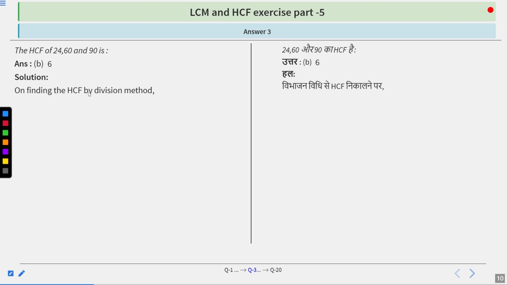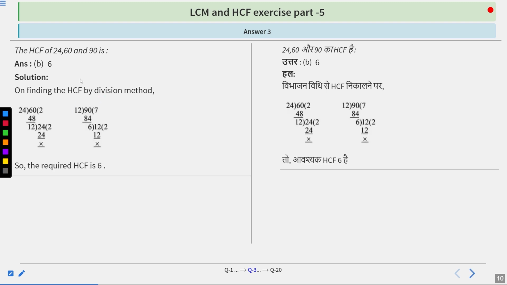Now, we can use the division method to find the HCF. So first of all, dividing 60 by 24. 24 times 2 is 48, the remainder is 12. Again dividing the previous divisor, that is 24 by 12, 12 times 2 is 24, remainder is 0.